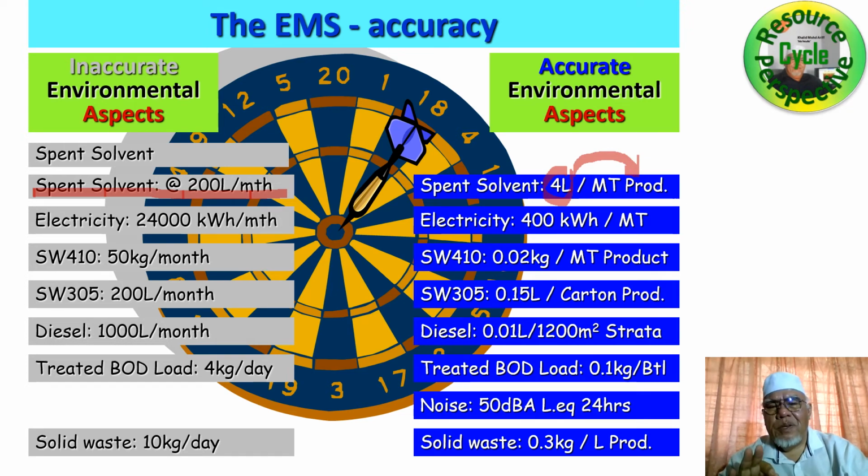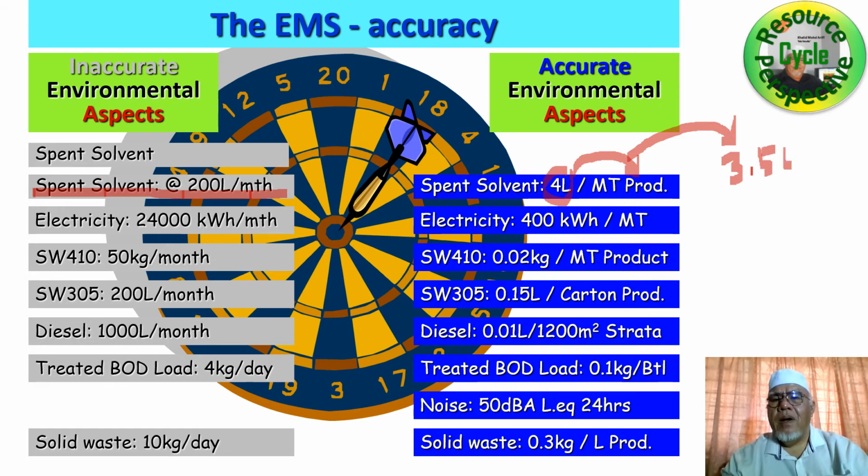Then your environmental aspect quantification is giving you the accurate position of where you are. All right, now, so that it is easy for us to go for continual improvement, for example, having a target of, say, 0.5 liter of solvent per metric ton product.